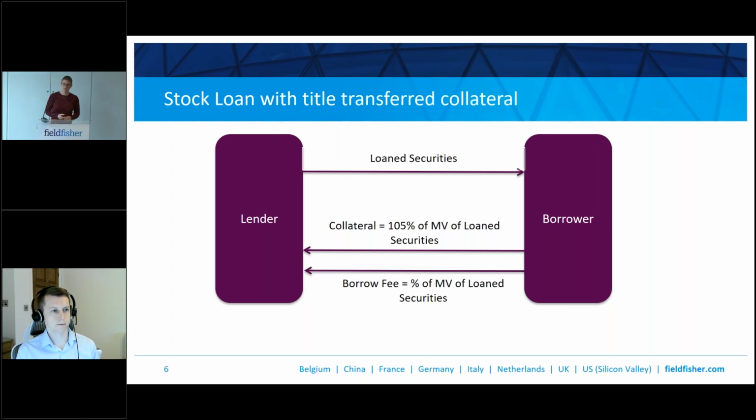The thing to mention here is that typically the borrower over-collateralizes the lender. So in an example, if the loan securities were worth 100 on the trade date, the borrower would typically post 105 worth of collateral to the lender. So the net result of that, as you can see, would be that the borrower actually has a net credit risk on the lender for the 5 of excess collateral.